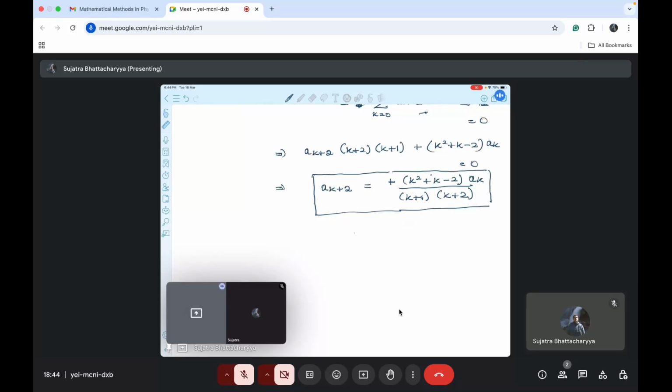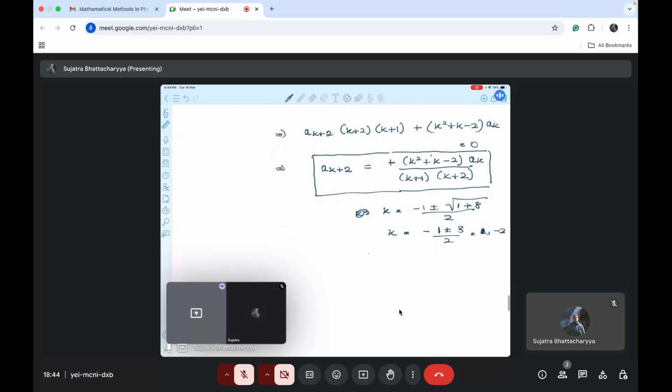So now if you want, you can reduce this. How will you do it? Simple. It is just k square plus k minus 2. So k will be minus 1 plus minus root of 1 plus 8, divided by 2. So k will be minus 1 plus minus 3 by 2. So one will be 3 minus 1 by 2, which is 1. And another will be minus 3 minus 1, which is minus 4 by 2, which is minus 2. So the above term will be therefore k minus 1 and k plus 2.